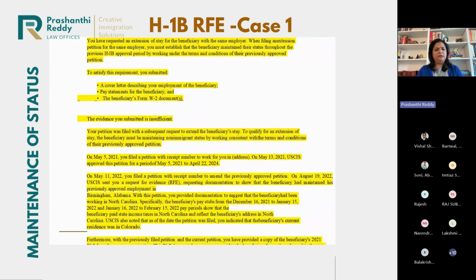And then it states that Birmingham, Alabama was provided as the LCA information, but the address was mentioned as North Carolina. And then it goes on to say that furthermore, the previously filed petition and the current address, you have provided a copy of the beneficiary's 2021 W-2 from your organization. This W-2 does not show any wages paid to the beneficiary for work performed in the state of Alabama. Instead, it shows that the organization only employed the beneficiary in the state of North Carolina. This is the last paragraph. So this is what I just explained. Next page.